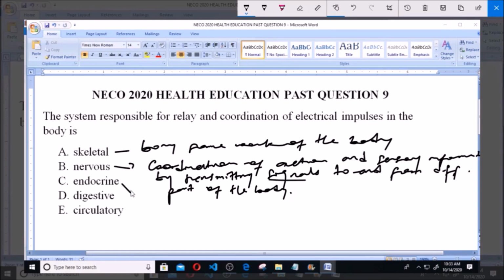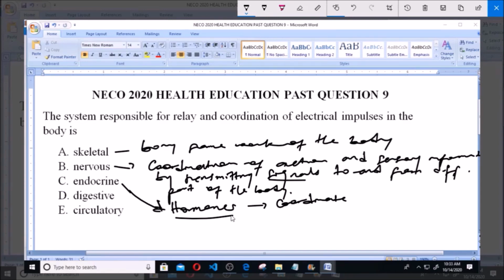Now C says endocrine. The endocrine system is concerned with what we call hormones. The endocrine system also coordinates actions, just like the nervous system, but it is concerned with hormones, not impulses. It carries out its action through hormones, that is chemical substances, not through electrical impulses, which are signals. That's the difference between the nervous and endocrine system.